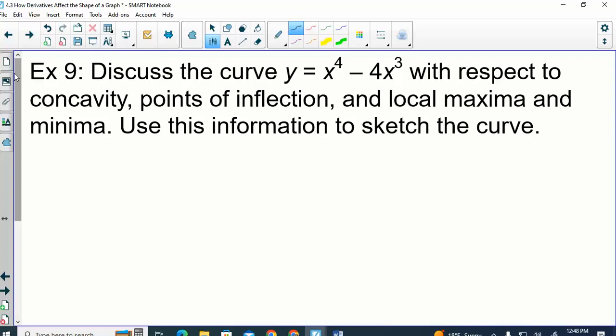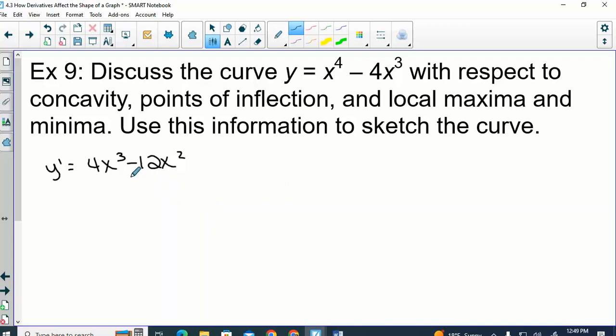So I want to take this curve, and we are going to find everything. All right. I want to know critical points, maxes and mins, increasing, decreasing, concavity, all of that. So what do we do first? First derivative. So what's my derivative? 4x cubed minus 12x squared. And how do we find the critical points from here?